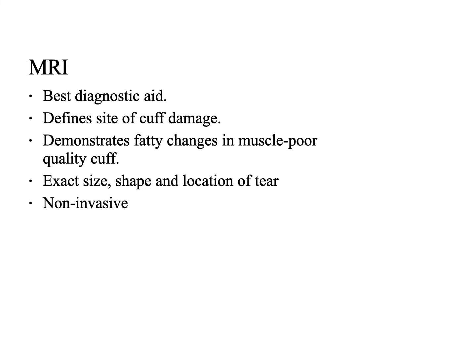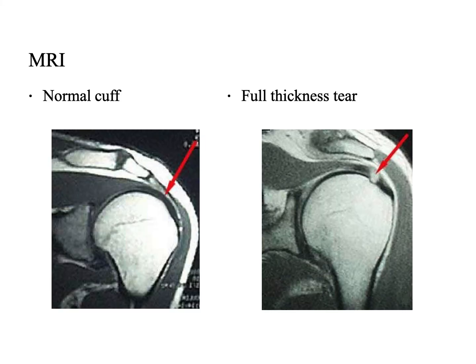MRI. MRI is the best diagnostic aid. It defines the site of cuff damage, demonstrates fatty changes in the muscle for poor quality, and the exact size, shape and location of the tear can be seen, and it is non-invasive. So in the first picture we can see that this is a normal cuff, and in the second picture we can see that there is a full thickness tear.